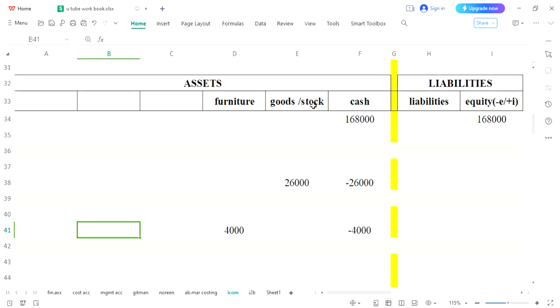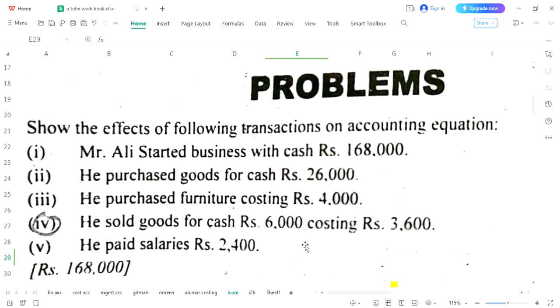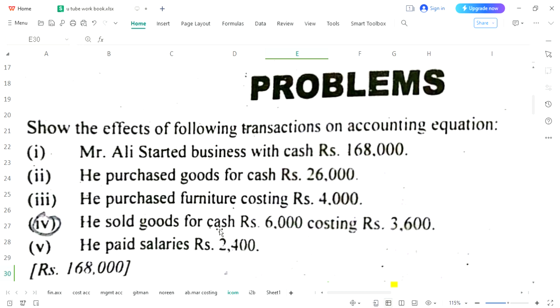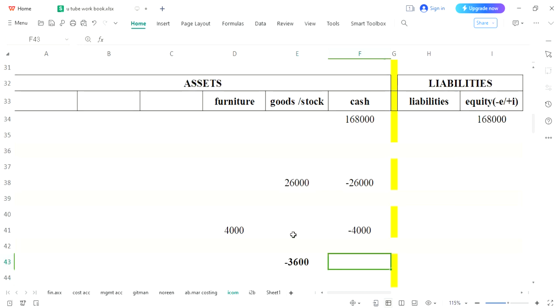We have already created a proforma and column for goods, and over here we note it down clearly. Goods are going out, goods are decreasing by 3,600, so minus 3,600 you will put over here. Next, cash is coming in, 6,000. Look at here, cash 6,000. So there will be an increase of cash 6,000.